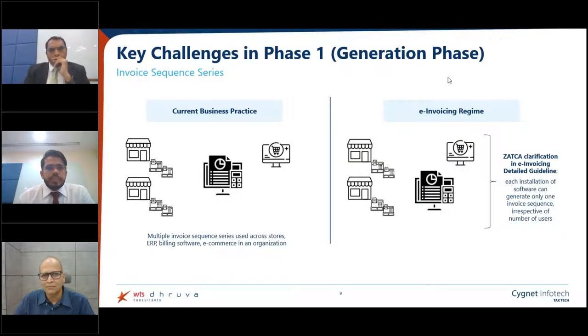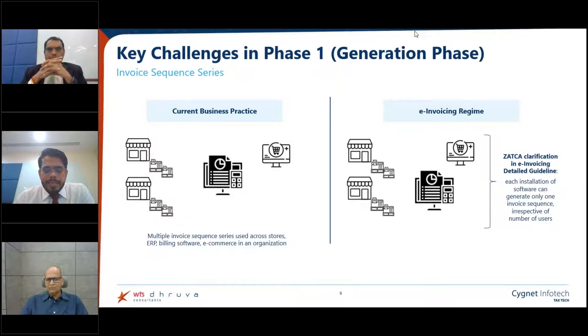So first I'll talk about the invoice sequence series. One of the key challenges in phase one is the invoice sequence. Now the current business practice in most companies is using multiple invoice series across locations, ERP and billing softwares. Under the e-invoicing regime, companies may have to use only a single invoice series, either at each location or at each billing software, irrespective of the number of users using the POS billing software.